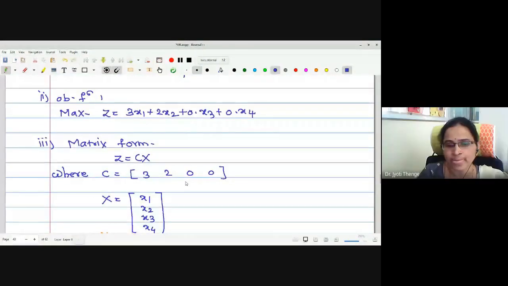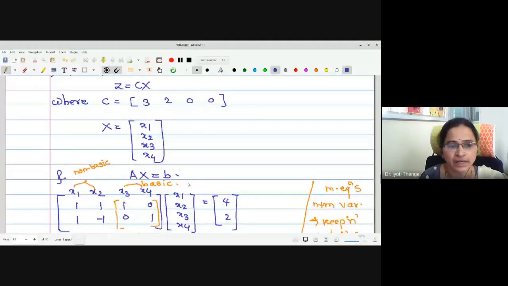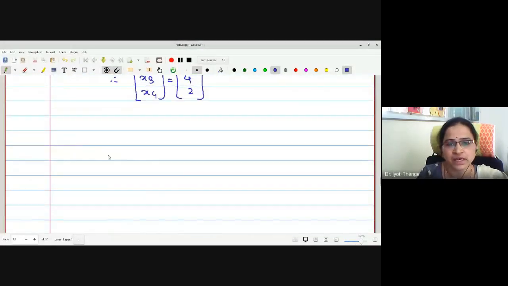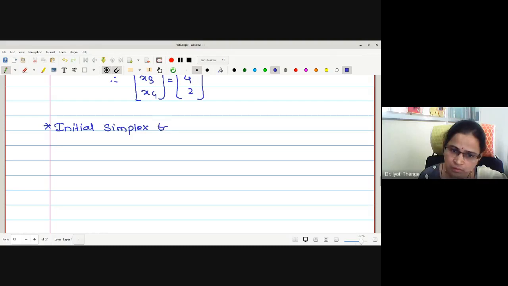Yes, ma'am. Okay. Now we will go for preparing a table. Therefore, here the heading I will give is preparing initial simplex table. Now we will prepare the initial simplex table. While writing the table, we write the basic variables. CB stands for cost of basic variable. Cost of basic variables means the coefficient of the basic variable in the objective function.